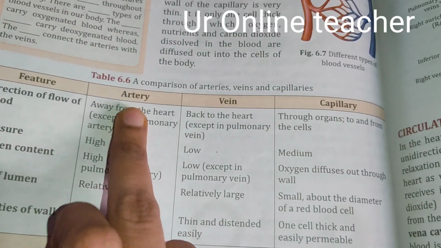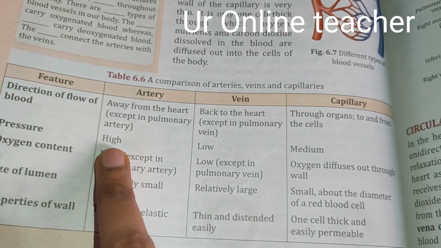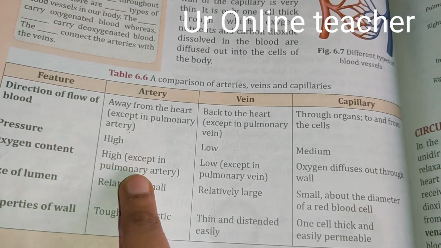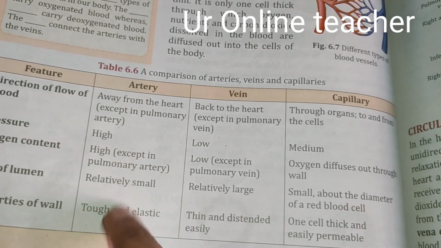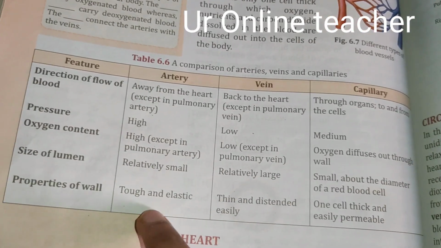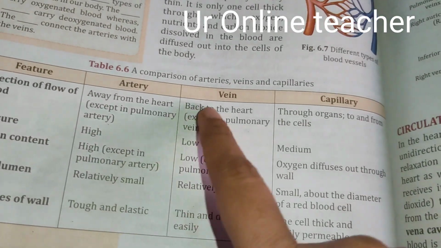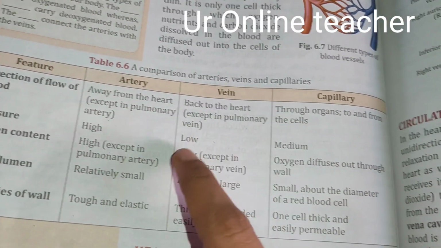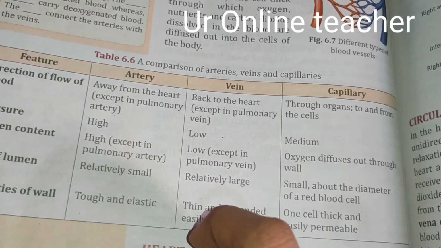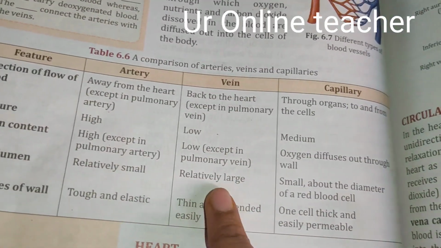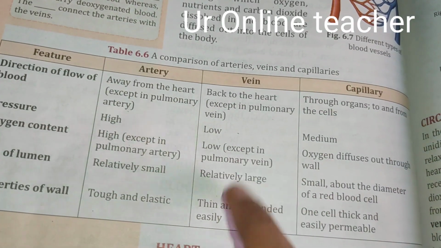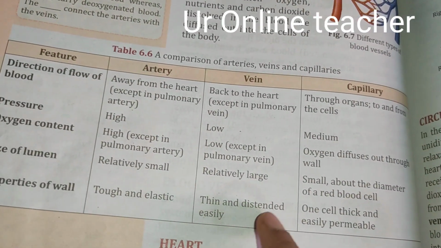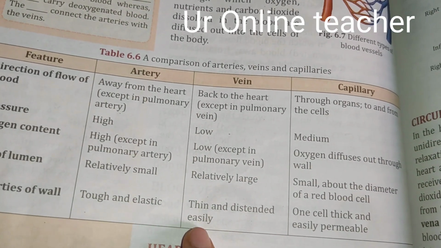So we know that arteries carry blood from the heart to all the body parts. Pressure will be high, oxygen content will also be high, and the size of the lumen is very small. The property of the wall is tough and elastic. In the veins, again from all the body parts back to the heart, pressure is low because of the very big lumen, oxygen content is low, and the walls are thin and disintegrate easily.